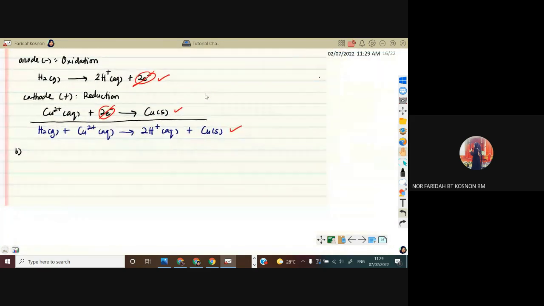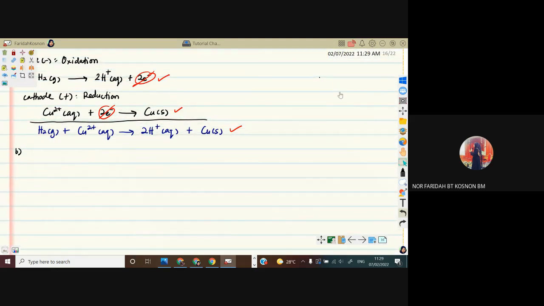Okay, actually, for question B, you have to write down the Nernst equation by referring to the overall equation yang kita baru buat. Okay, so this one. Nernst equation generally adalah E cell. Saya kena tulis ni dulu, kan ada yang tak tahu. Equals to E not cell minus 0.0592 over N, log Q.